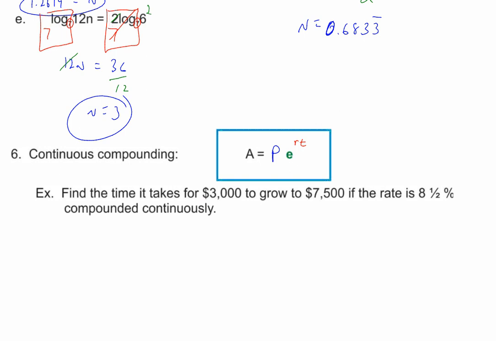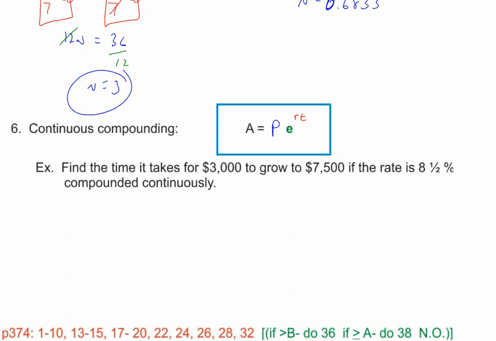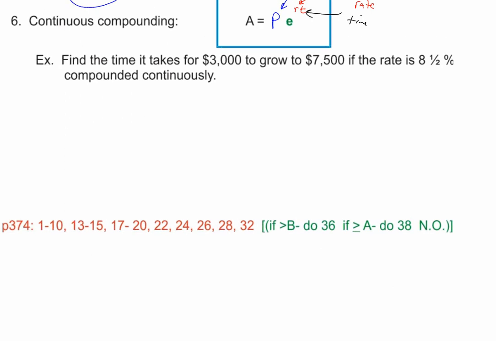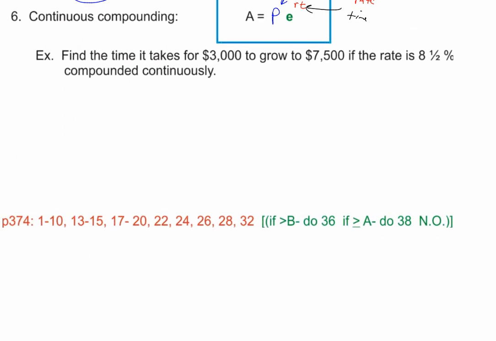Okay. So formula, continuous compounding. A equals P e to the rt. All right, don't forget the P is the initial amount. The r is the interest rate, always in decimal form in any problem. And of course, the t is the time. All right, so here's our problem. Our problem says, find the time it takes for $3,000 to grow to $7,500 if the rate is 8.5% compounded continuously.